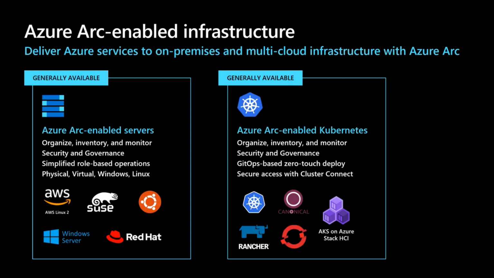And again, this works on-prem and in other clouds, whether it's physical servers, VMs, Windows or Linux OSs, Kubernetes clusters. You can onboard them individually or at scale, up to thousands of servers or clusters, and get all of that within that single control plane and framework within Azure.